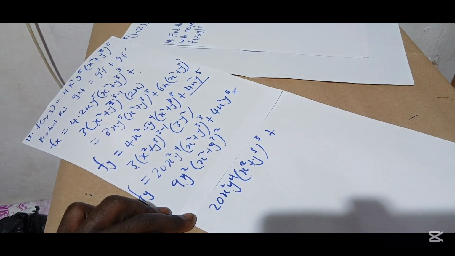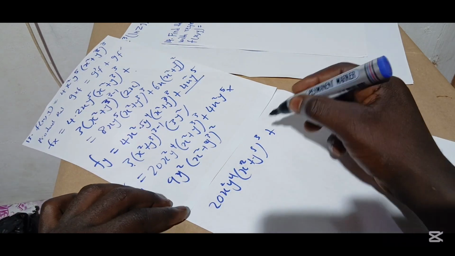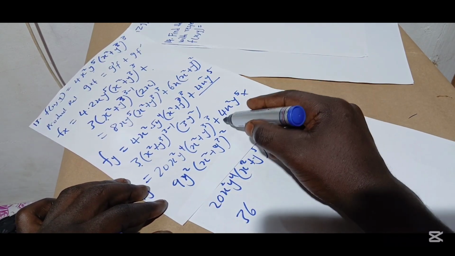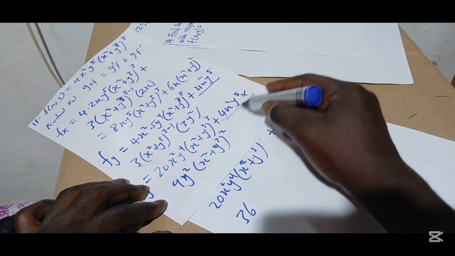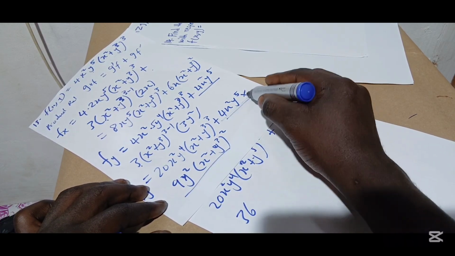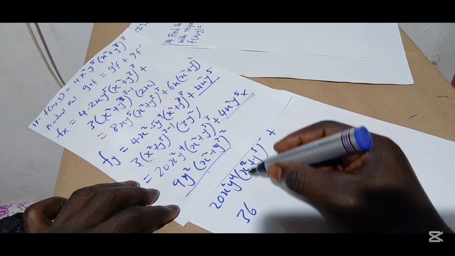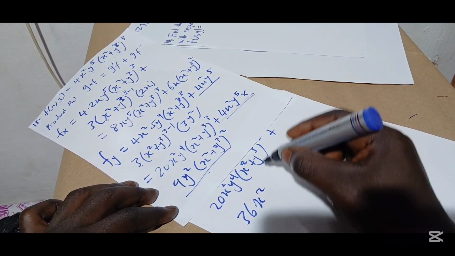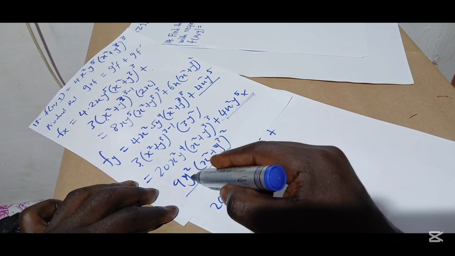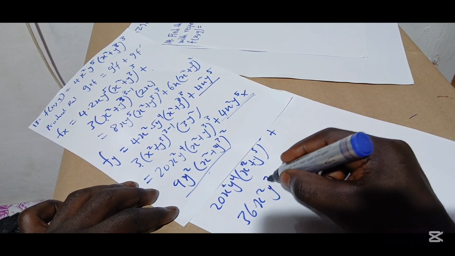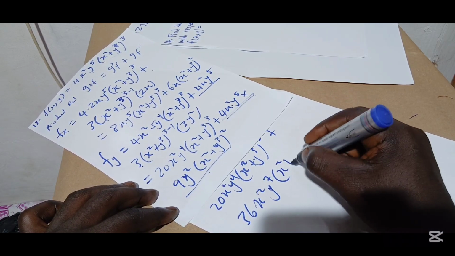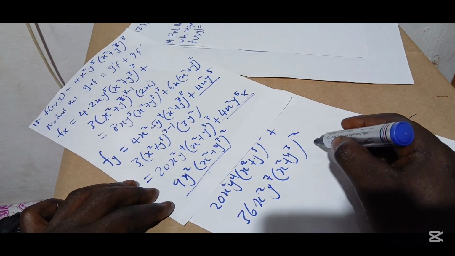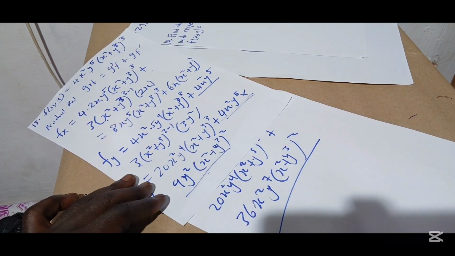9 by 4 gives us what? 36. So in this case, we have x. Remember, mind you, all these terms are multiplying this, right? So 36, we have x, we have x to the power 2. Then we have y to the power 5 here, y to the power 2, giving us y to the power 7, into bracket x squared plus y to the power 3, all raised to the power 2. So that's it for fy.